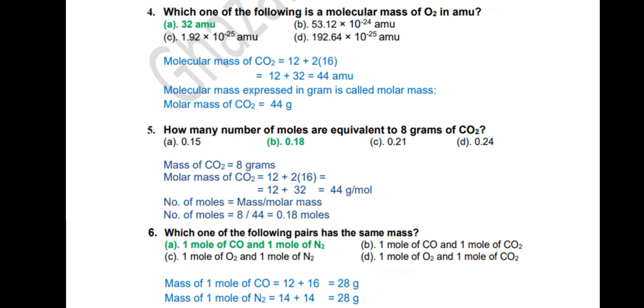Which one of the following pairs has the same mass? 1 mole of carbon dioxide and 1 mole of nitrogen. You can calculate it. Carbon monoxide, carbon plus oxygen, that is equal to 28 gram.